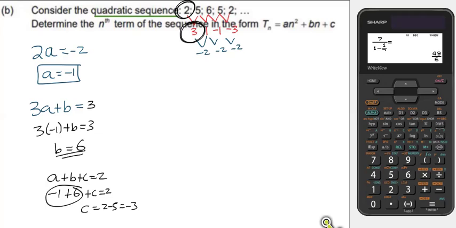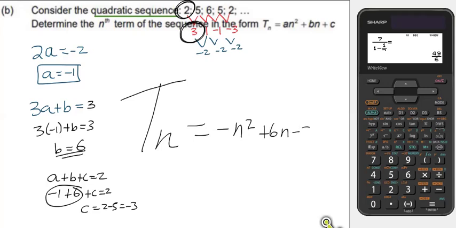Now we can write the equation: t subscript n equals the a, which we got as minus 1, so it's going to be minus n squared. The b, I'm going to show you another technique now. The b is 6, so it's plus 6n. The c is minus 3. Well, we can test it and say, what if it's 1 here? We put 1. I'm going to have minus 1 plus 6 minus 3. So this gives minus 4.